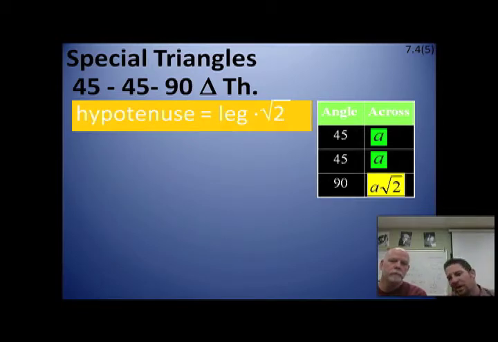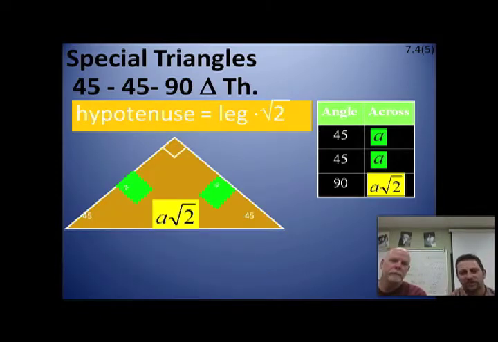Now, I want you to make a connection here. If the side across from 45 is A and the other side across from 45 is also A, what can we make a connection about those two sides, guys? Hopefully you're saying, they're the same, Mr. Badella. That's right. The two sides across from the 45-degree angle are the same, and the hypotenuse is one of those sides, root 2. Or one of those legs, root 2.